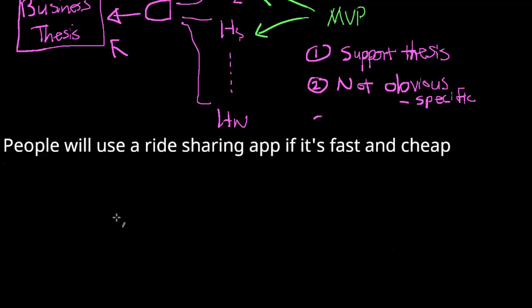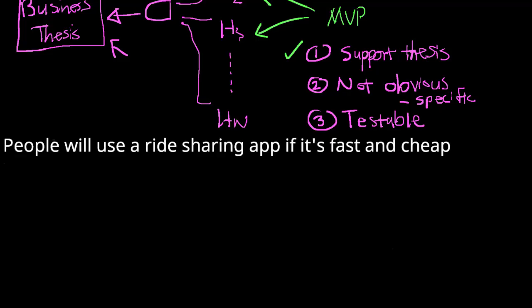The third is that the hypothesis must be testable. A hypothesis is only useful if you can actually do a study around it, seek to disprove it, or have it come out and support the business thesis. So with these three principles stated, let's take a look at this example thesis here. People will use a ride-sharing app if it's fast and cheap. Well, first of all, it does support the thesis, which is a good thing. If it's true, then your business thesis of people use a ride-sharing app will be further strengthened, so that's good.